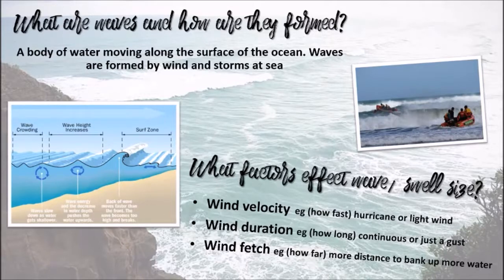So wind velocity, for example, if we have hurricane force winds, we've got really fast winds, we're going to have large waves. If we've got wind that blows for a long time, we're going to get bigger waves. If we've got wind that's come from a longer distance, it's going to bank up more water. And so that's going to make our waves bigger.